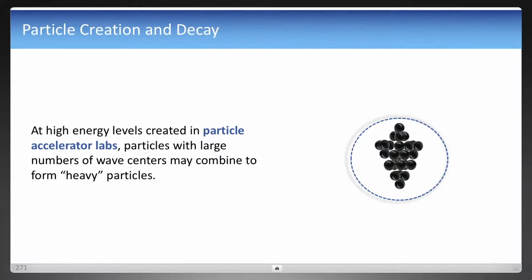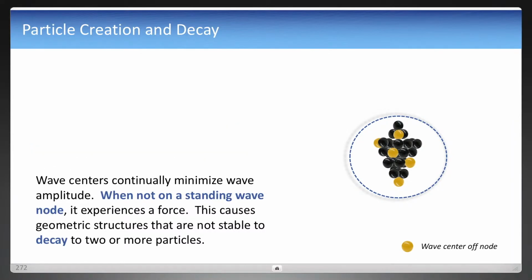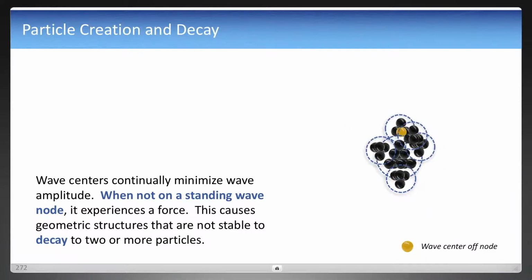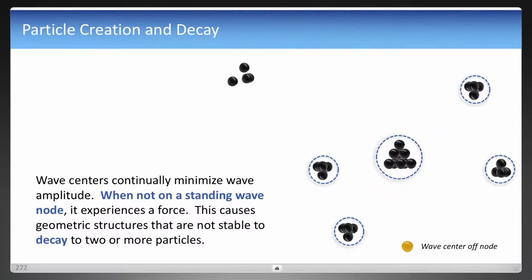But as you add more and more wave centers in these complex geometries, a wave center that's not on the node of a standing wave is going to have a force. Right? That's the one rule, which is to minimize its wave amplitude. And it's going to cause particle decay until it reaches the point where it has wave centers that are stable.